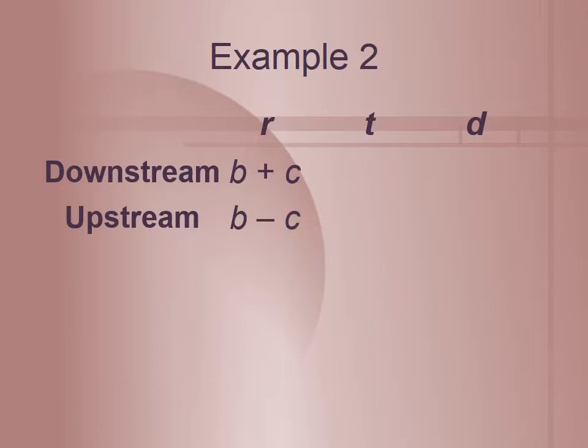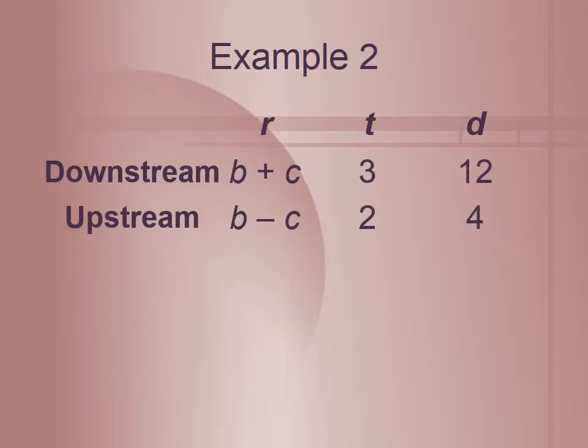And then if you're going upstream, you're fighting the current, so your rate's going to go slower, so you're going to subtract the current. So for this problem, they're telling us we're going 3 hours downstream. And then we're going to go 2 hours upstream. And our distance when we went downstream was 12 miles. And our distance when we went upstream was 4 miles.